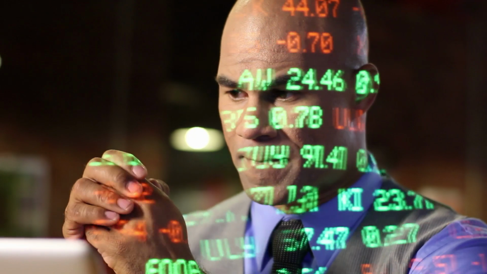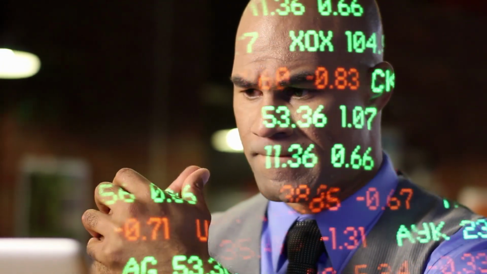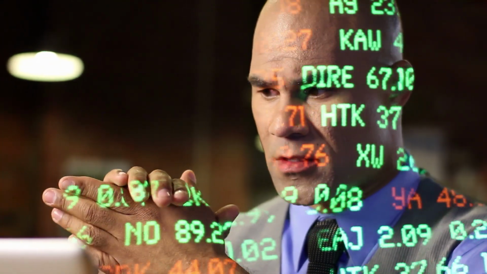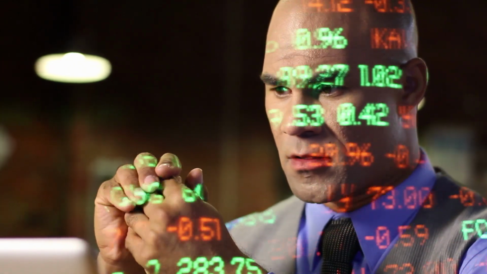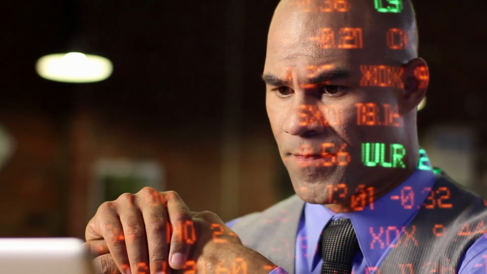Step 6. Practice, practice, practice. Before risking your hard-earned money, practice your trading strategy on a demo account. Most brokers offer free demo accounts with virtual money. Use this opportunity to refine your skills and gain confidence in your trading abilities.